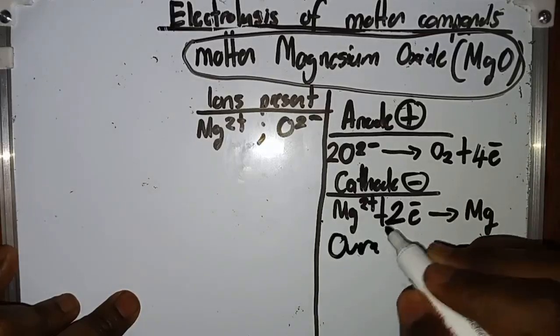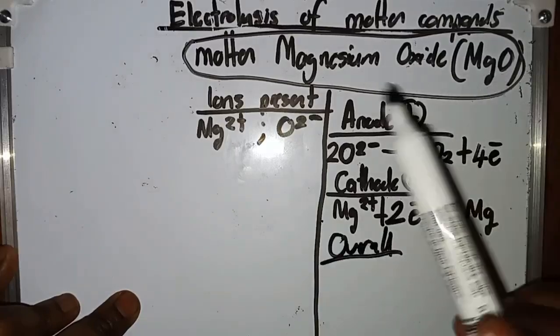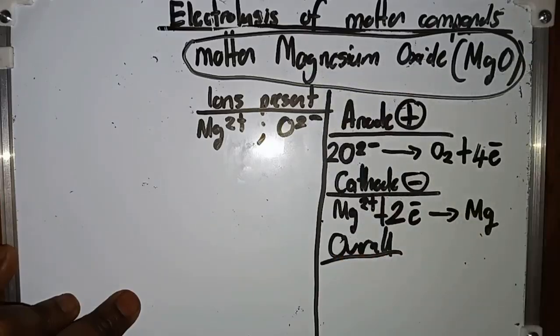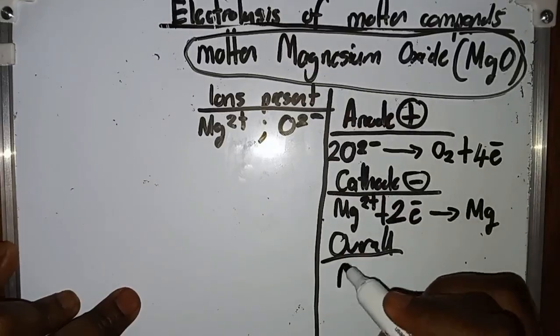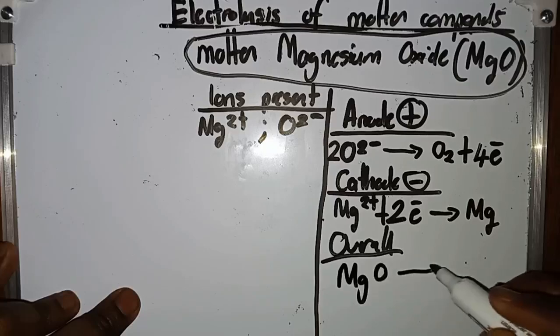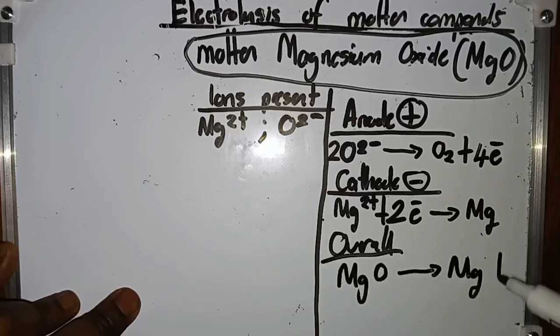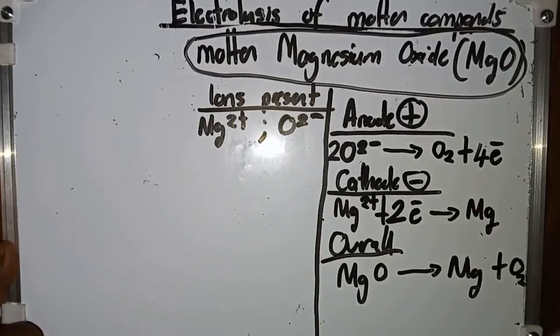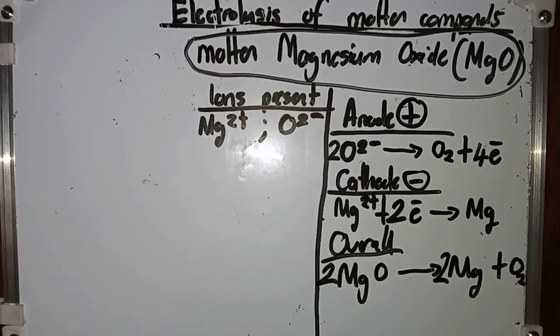Then for the overall equation, at the end of the day, what are we doing? We're just decomposing magnesium oxide into magnesium and oxygen. So magnesium oxide is decomposed to magnesium and O2. We said that oxygen is diatomic, so it exists as O2. So we have to balance the equation. Here we've got 2 oxygens, so we put 2 here. 2 oxygens are now balanced. For 2 magnesiums, we also put 2 here, so the equation is now balanced.